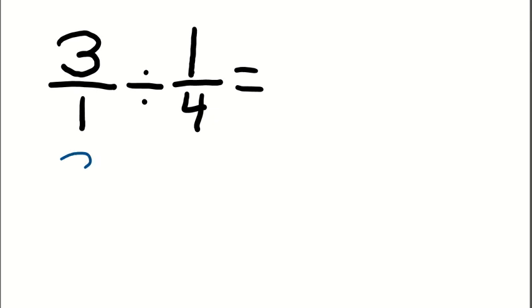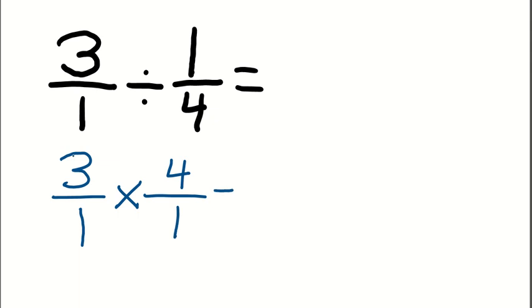We have our keep, change, flip, which means we're going to keep this the same. We're going to change the sign to multiplication, and then we're going to flip. So we'll put the 4 up top, and we'll put the 1 on the bottom. And now we can simply multiply across the top. 3 times 4 is 12, and multiply it across the bottom. 1 times 1 is 1.